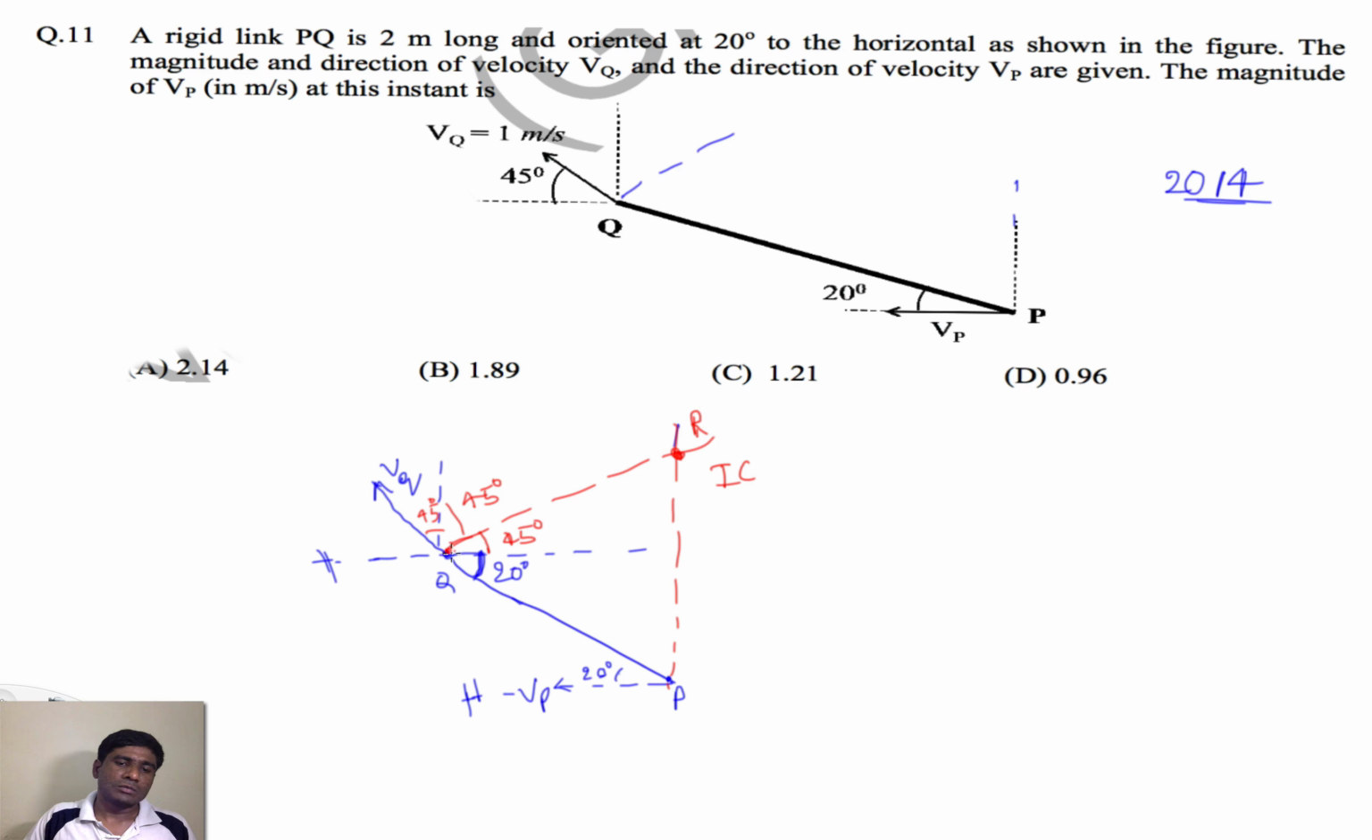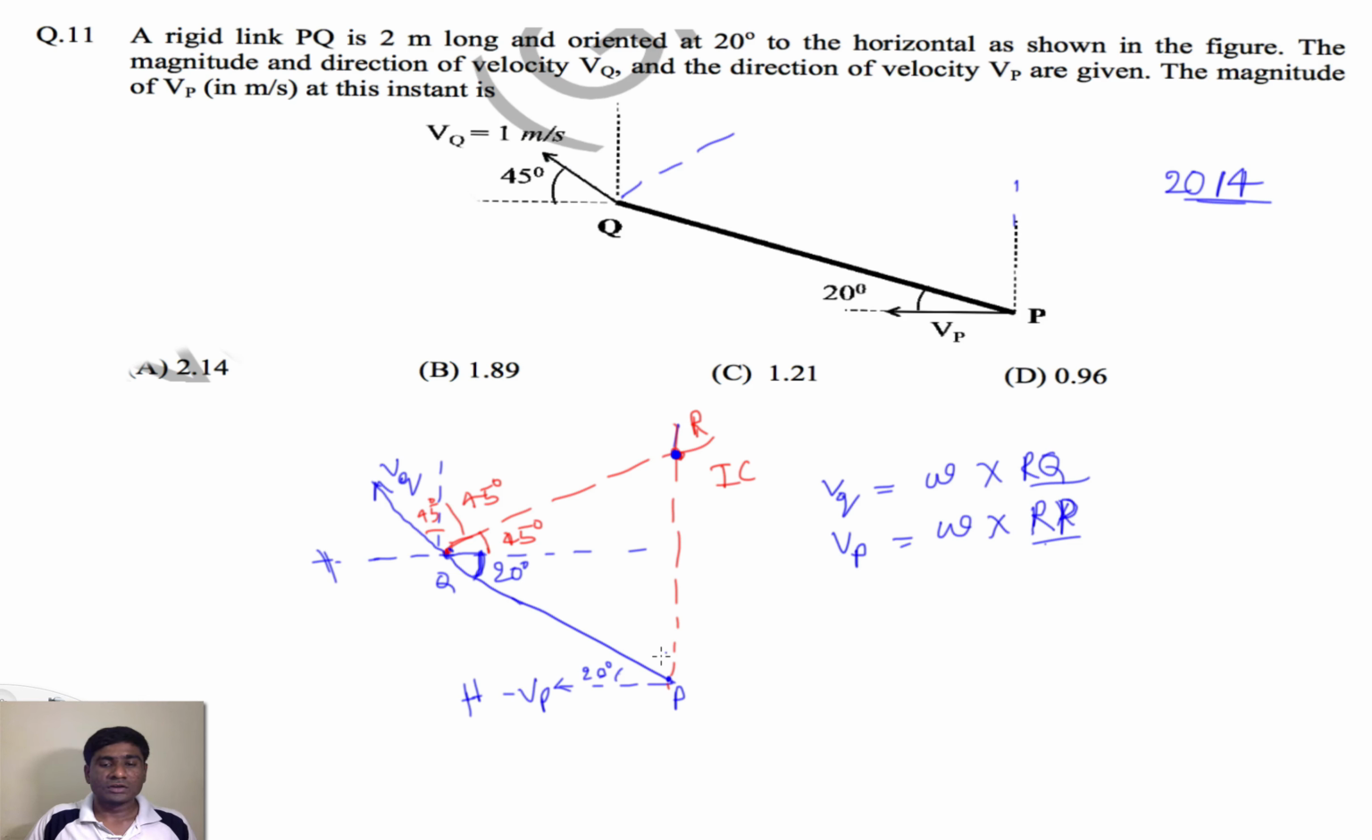Here we calculate the velocity VQ equal to omega, the angular velocity of the link PQ, into the distance from the instantaneous center to the point Q, that is RQ. And the velocity of P equals omega into the distance from the instantaneous center to the point P, that is RP. So we need to find RQ and RP. So this turns into a simple geometrical problem. How to find it?